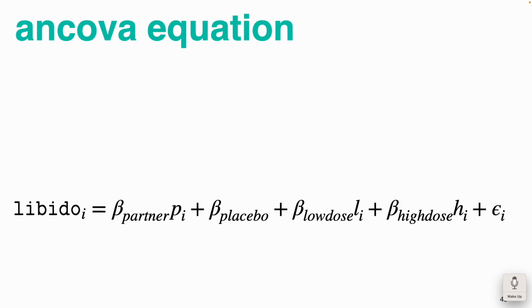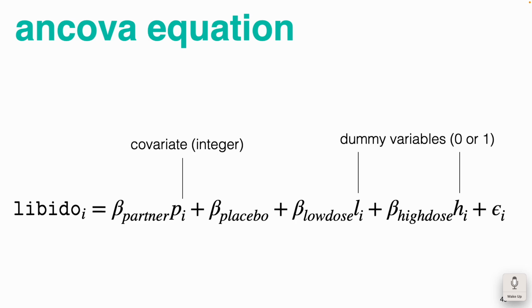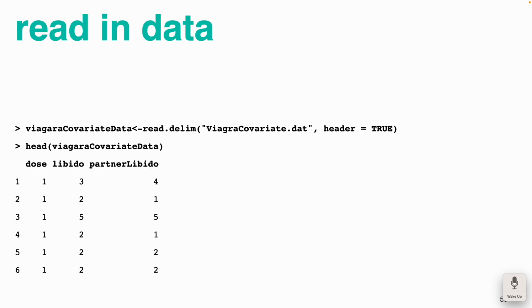In this case, we have a full equation here where we have 3 betas with indicator variables. So the beta placebo, that's just going to be the intercept. Low dose and high dose, those have indicator variables. Is it low dose? Is it high? They're mutually exclusive. Error term. But we've added beta partner, P of I, and that's a continuous predictor variable. Okay? So here we have dummy variables. This is a covariate, so it's an integer value. So now we've got libido and then partner libido, and that might help explain things.